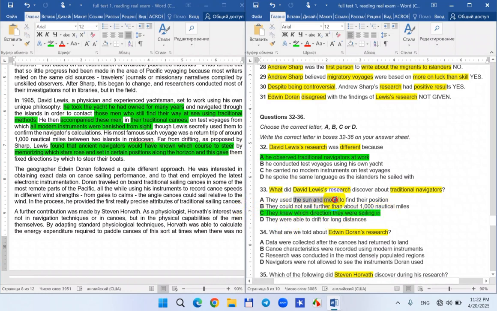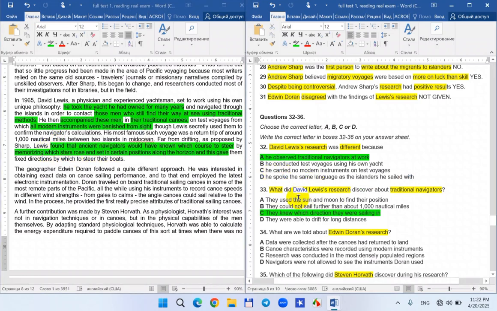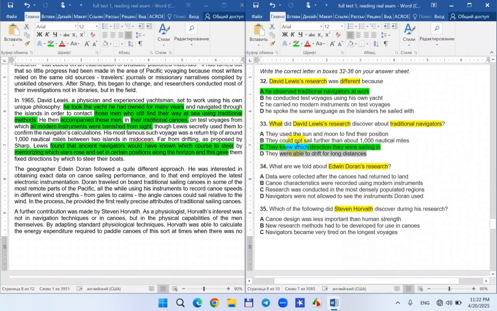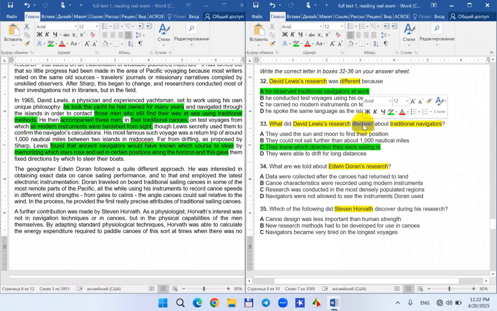Yeah, you may think like the moon, the sun, and the moon are synonyms for stars, but in the passage they did not specifically say the sun and moon. That's why I cannot choose A. The same goes for B. Not sail further than. You have to be careful with them. 33 is definitely C. Here, found that means like this is a discovery, guys.